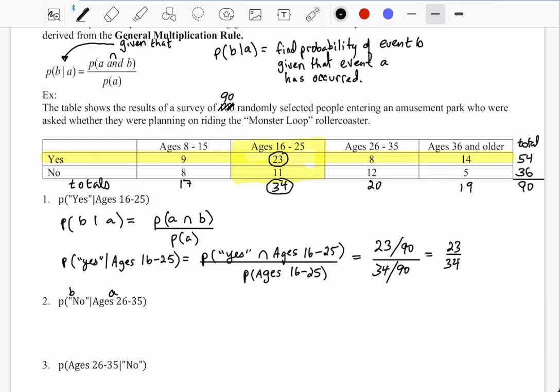So in the case of, and I'll just look at number 2, for example, to show you the shortcut. If we go by the strict definition of B given A, find the probability of event B given that event A has occurred. All right. So this is my given. Let me use a different color here.